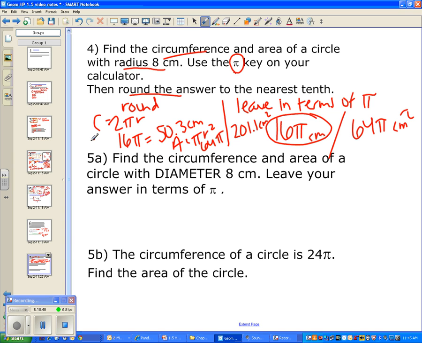5A and 5B, I want you to try on your own. These are harder questions that I will ask you. This one, I'm asking for diameter. What happens if the diameter is 8 centimeters? And then this one, really try your hardest. You're going to have to work backwards. And we're going to talk about this tomorrow.